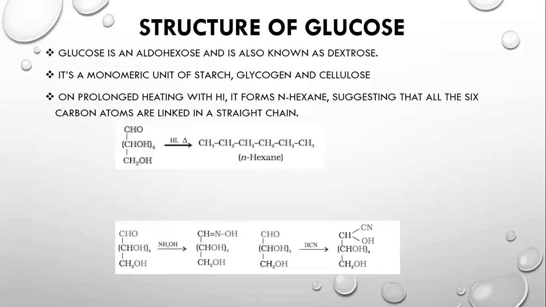What do you mean by n-hexane? The n stands for normal, meaning the six carbons are arranged in a linear way with single bonds. When glucose, C6H12O6, reacts with hydrogen iodide, HI, it gives n-hexane, which is a linear chain of carbons containing single bonds. It suggests that all six carbons are linked in a straight line.